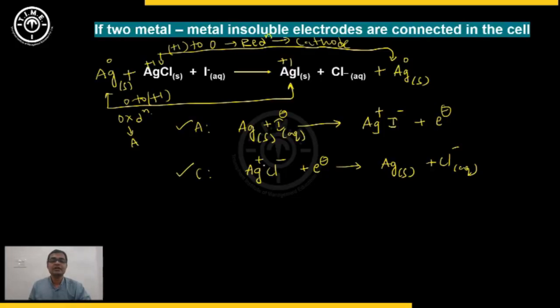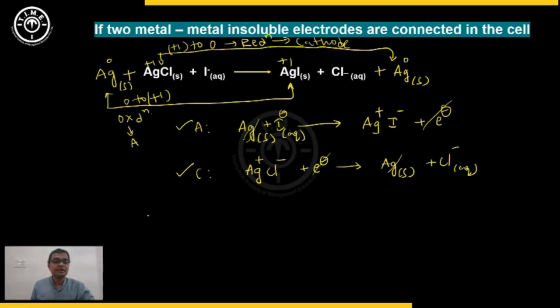Overall reaction, if you write it: the electron gets cancelled, silver gets cancelled. AgCl, I minus, AgI, and Cl minus ion only are present in the overall reaction.